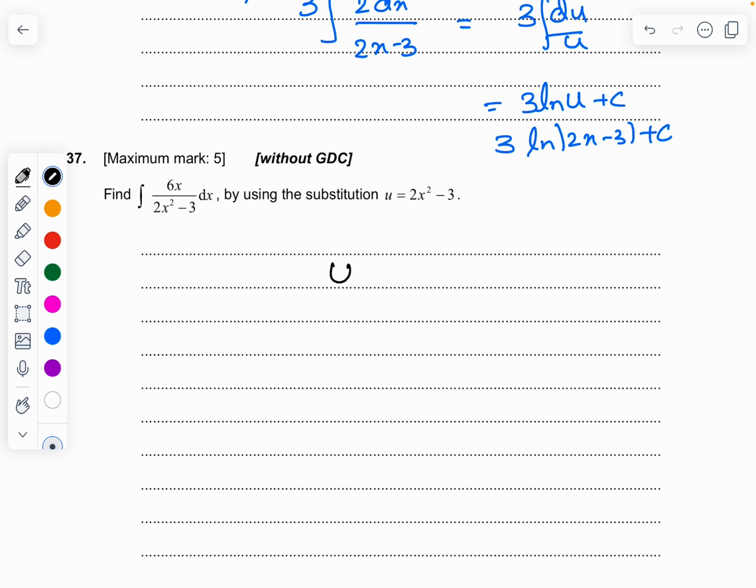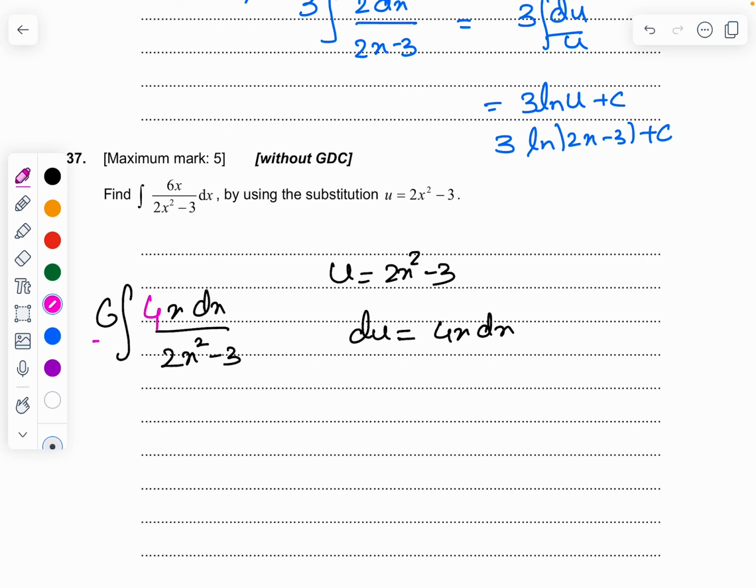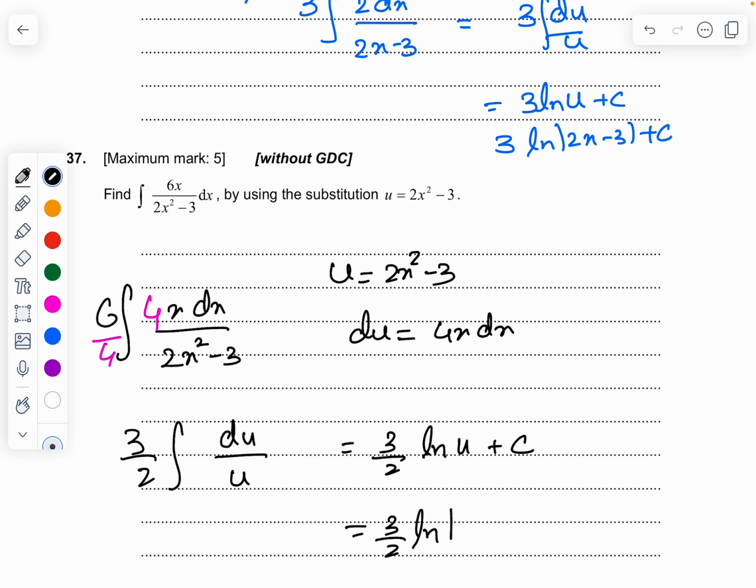Now over here substitution is 2x square minus 3. So du will become 4x dx. So I don't have 4x dx. I have only 6x dx. So what should I be doing? I should be multiplying and dividing by 4. So it becomes 3 by 2, 4x dx will become du upon u. Again, 1 upon u integral is ln u. So the answer is going to be 3 upon 2 ln of 2x square minus 3 plus c.